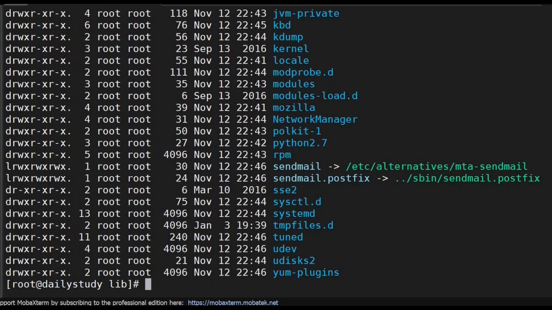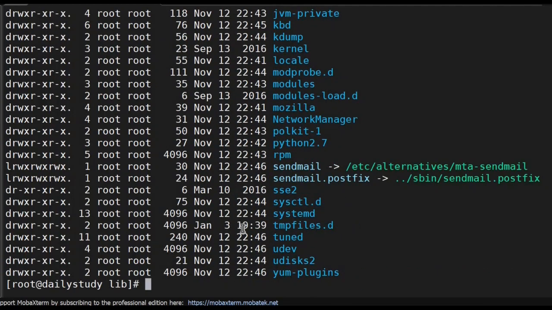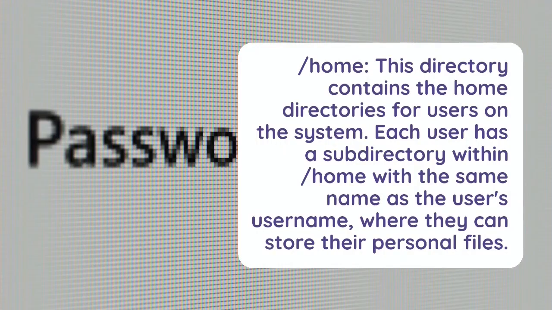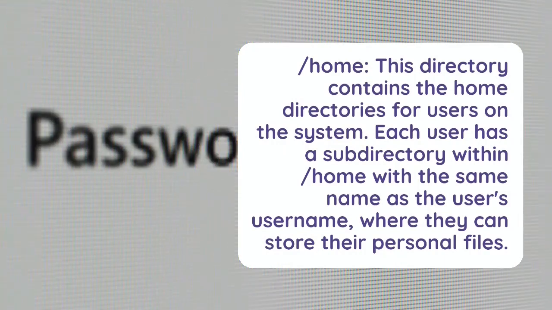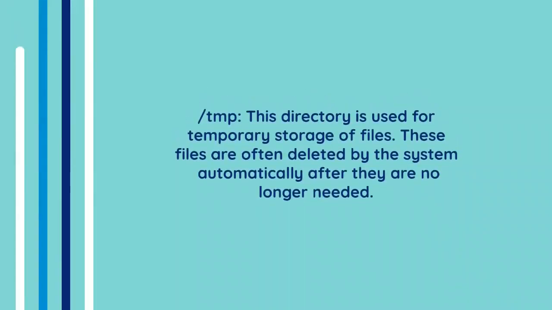So this directory contains library files that are used by the executables in the /bin and /sbin. So whatever command we are executing from /bin and /sbin, it's taking the data from the lib files. Okay, then /home: this directory contains the home directories of all the users in the system. Each user will have its own subdirectory within the /home directory with the same name.